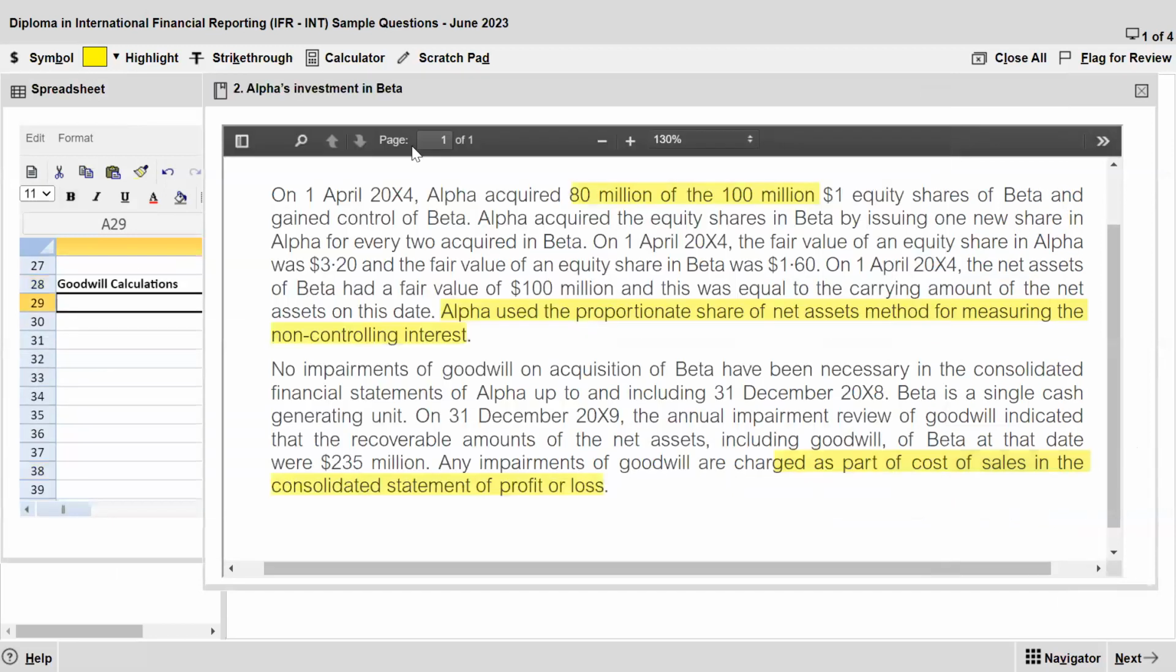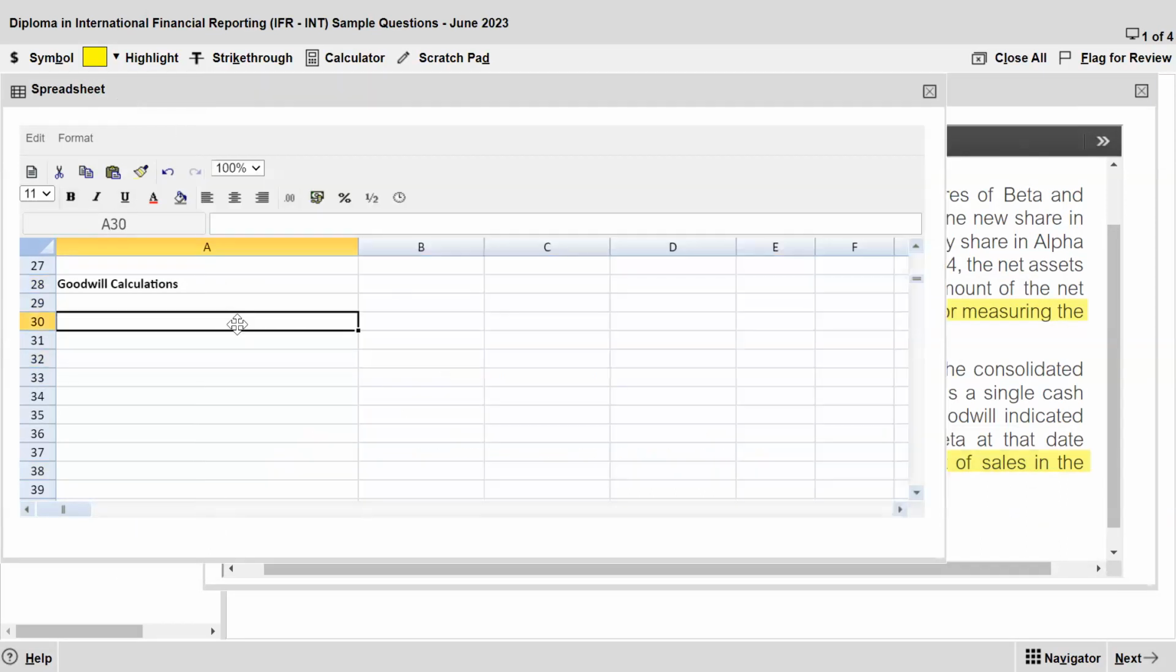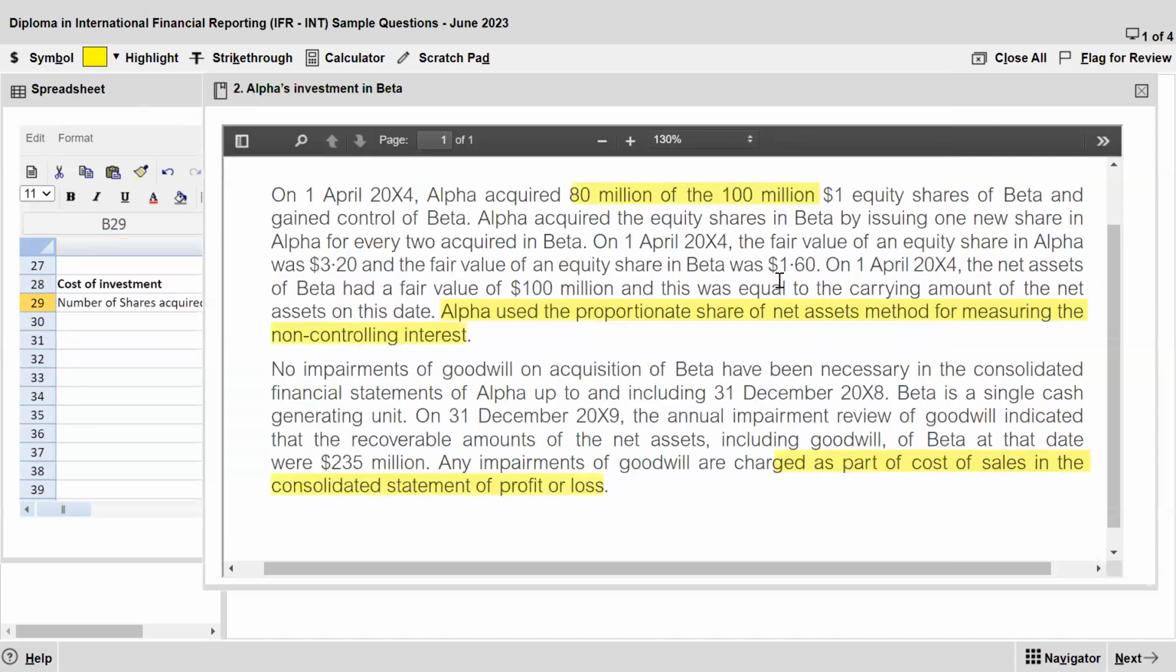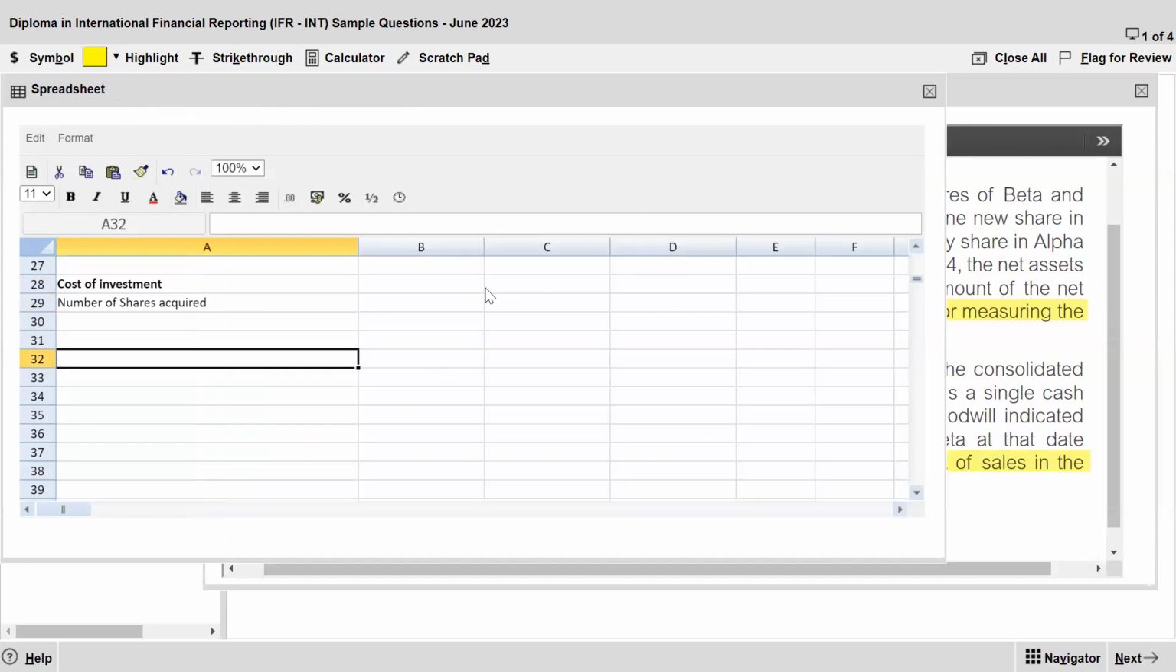So for the goodwill calculation, what do we need to do? We've acquired 80 million shares, and acquired the equity shares in Beta by issuing one new share in Alpha for every 2 acquired shares in Beta. So what you need to do is work out the cost of investment. For the cost of investment, the number of shares acquired is 80 million.